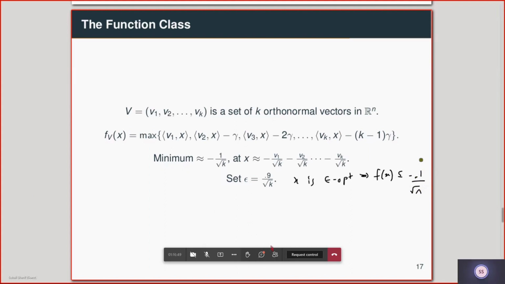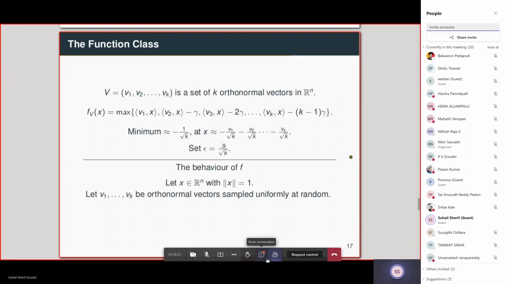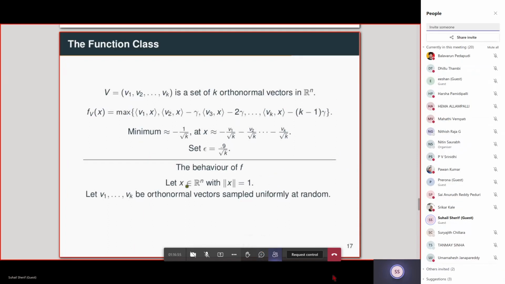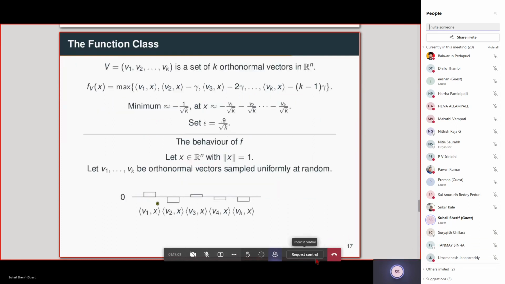Right. Now let's analyze the behavior of f here. Let's assume for now that the queries we're making are of norm at most 1, and v1 till vk are sampled uniformly at random. So it doesn't matter which x you choose, since v1 to vk are chosen uniformly at random, x is going to look like this.